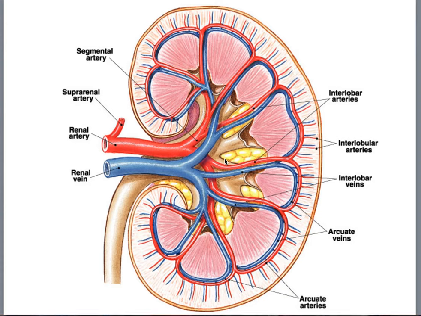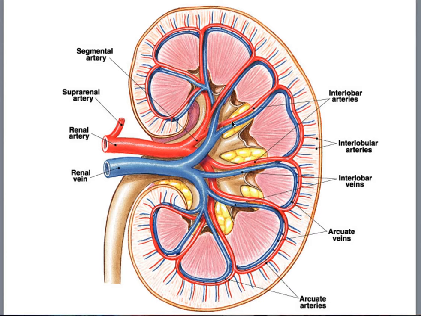Okay, so let's do blood vessels for the kidney. Going in, we said, was the renal artery, leaving was the renal vein, and also leaving was the ureter. But the blood vessels heading in from the renal artery separate into little branches that go to the different segments of the kidney.